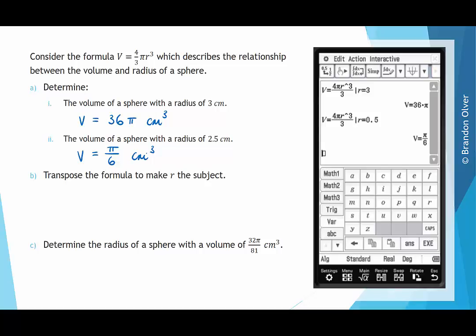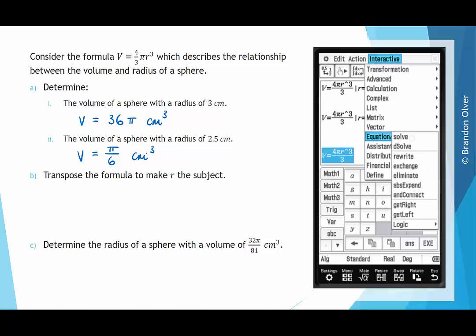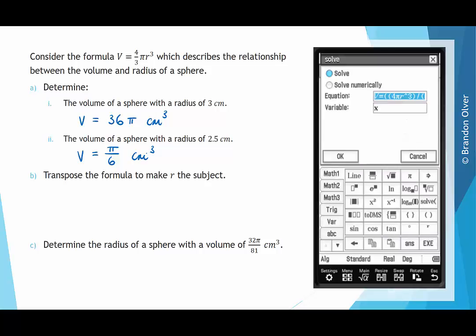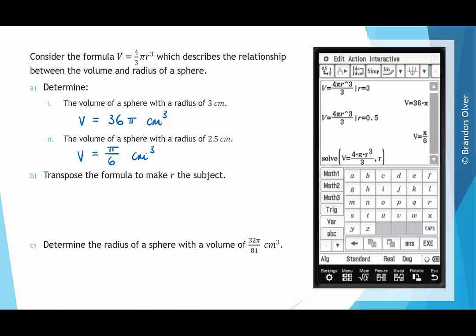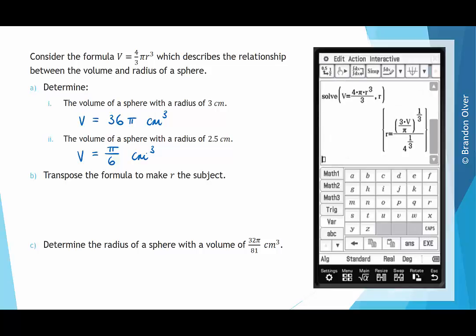For part B, we're going to use the CAS calculator to transpose the formula to make r the subject. In order to do that, we're going to drag down the formula that we have rather than retyping it out. And now what we want to do is highlight this and go interactive, equation inequality, and press solve. And to get r as the subject, we're just going to solve for the variable r. So in variable, we're going to use the variable keyboard and press r, and then press OK. And we can see that it tells us that r is equal to this fraction now.